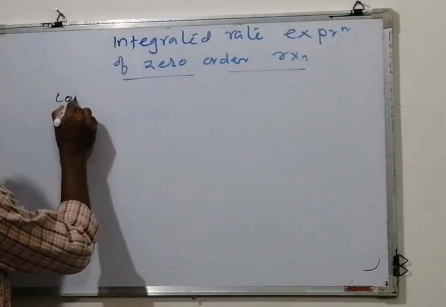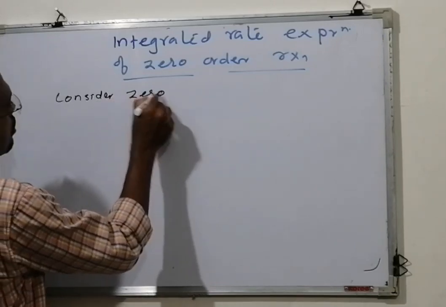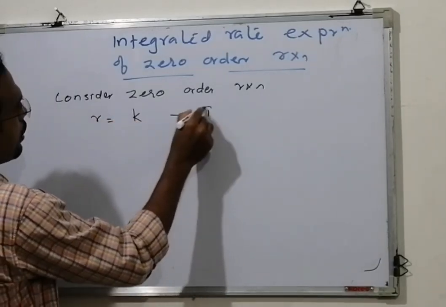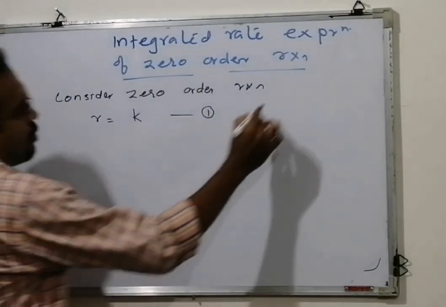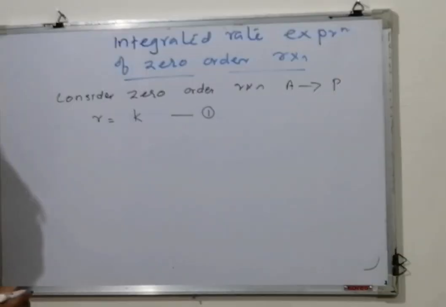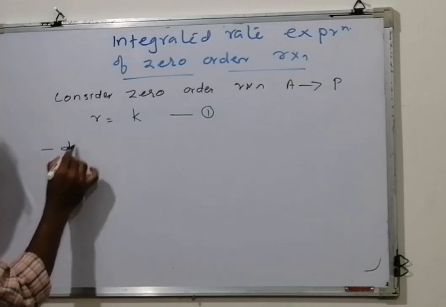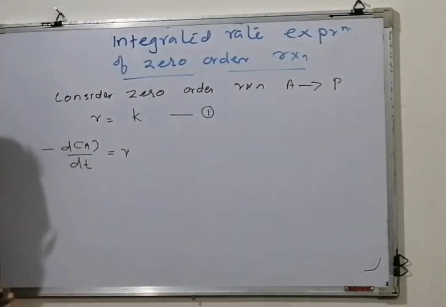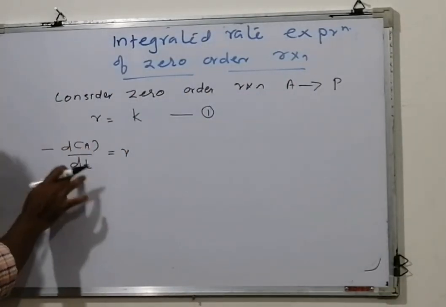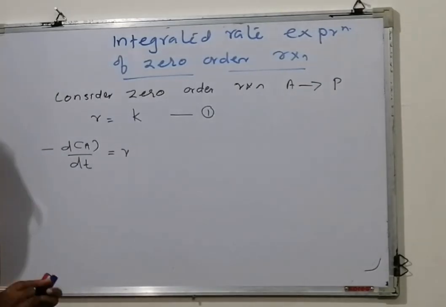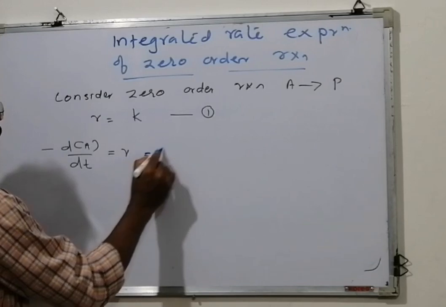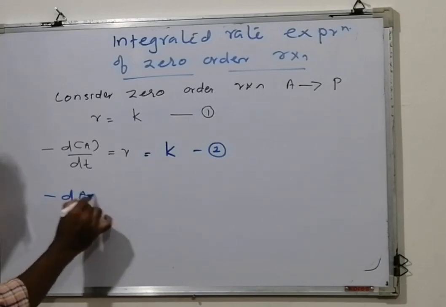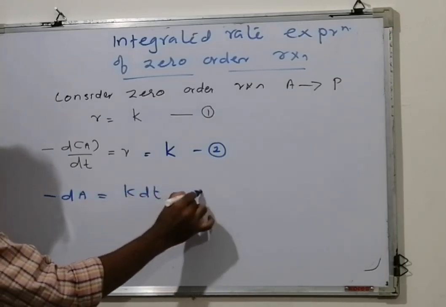Therefore, consider zero order reaction, that is R is equal to K. Fine. A gives P, R is equal to K. What is rate? Minus dA by dt. That is our R, because A is the reactant. Minus dA by dt is the instantaneous rate expression in terms of reactant, which is equal to K, equation number 2. You just rearrange: minus dA is equal to K dt, equation number 3.